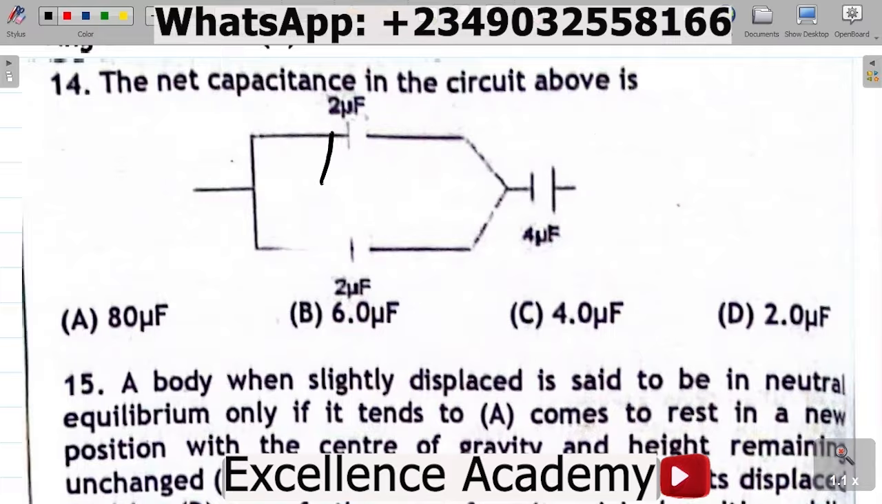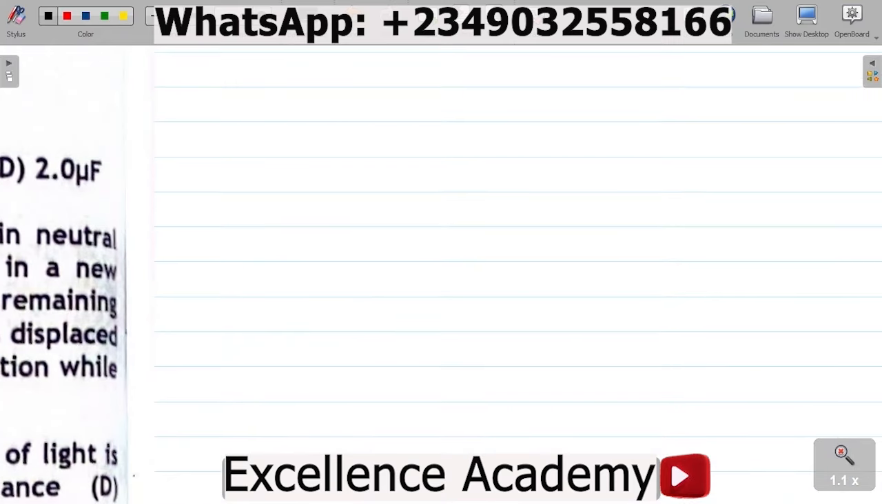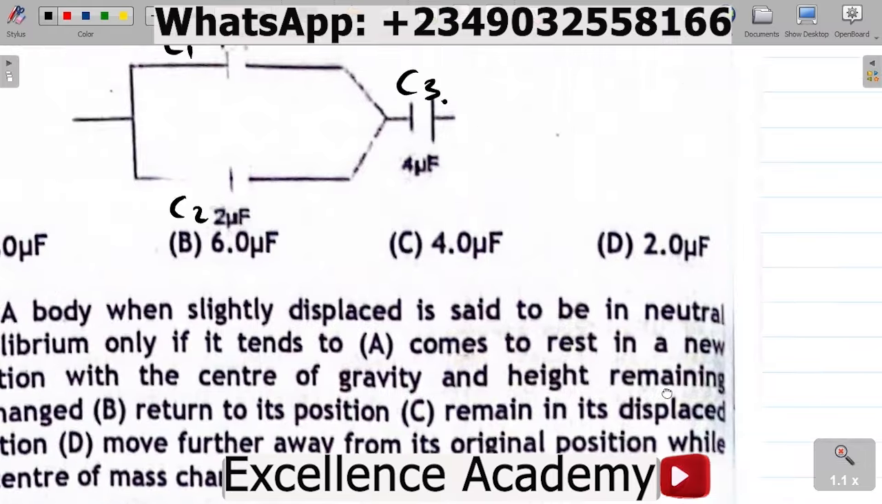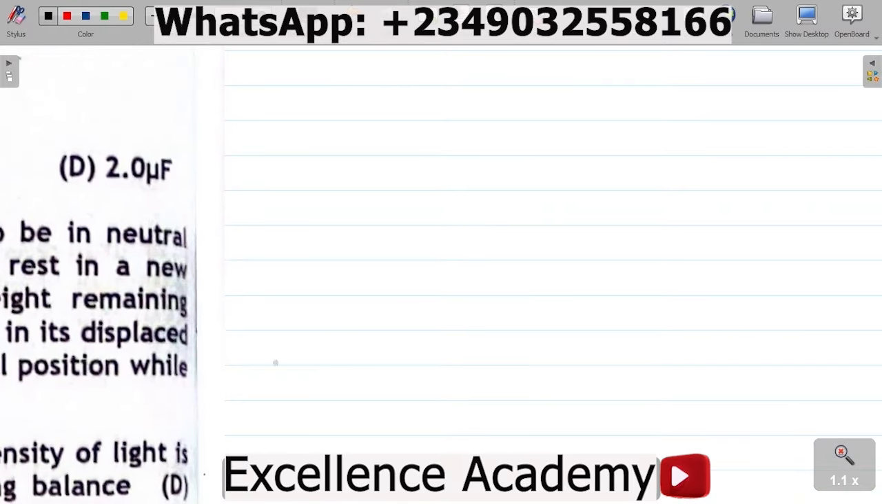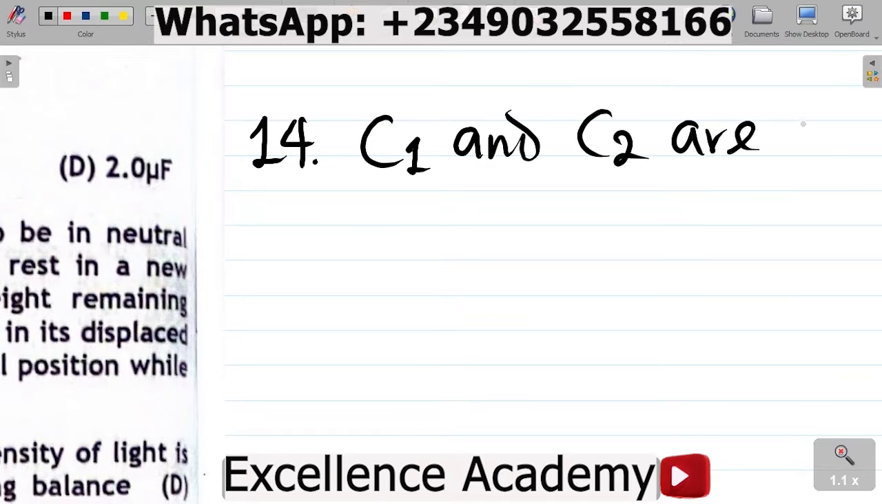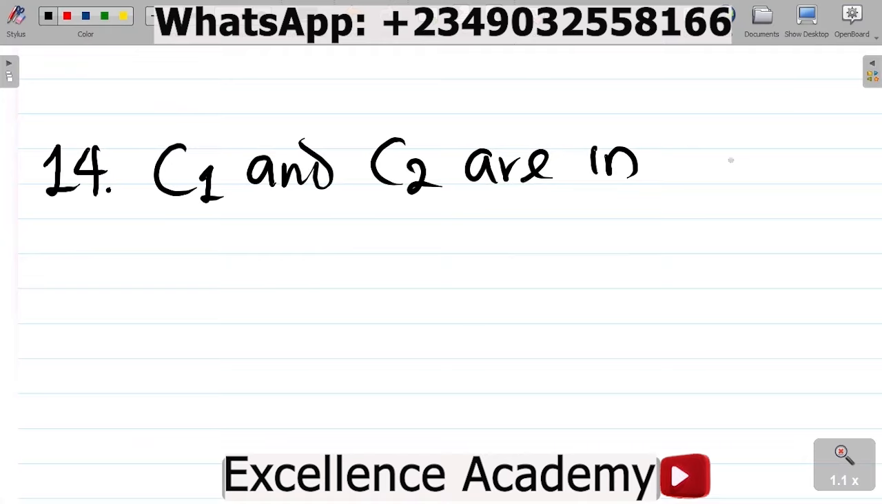Now, how do you resolve this? You start with these two. Of course, they're in parallel. So resolve them in parallel, take the answer, and resolve this in series. So let's call this C1, this C2, and this C3. Now, how do you solve this? First, C1 and C2 are in parallel. So for question 14, you have that C1 and C2 are in parallel.